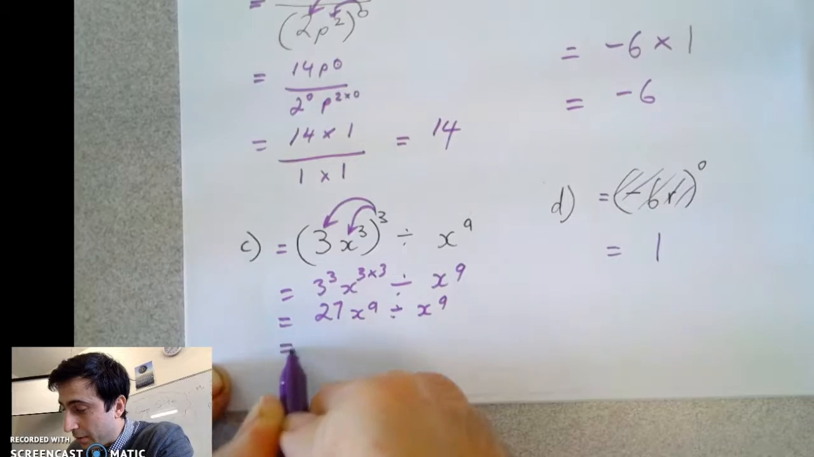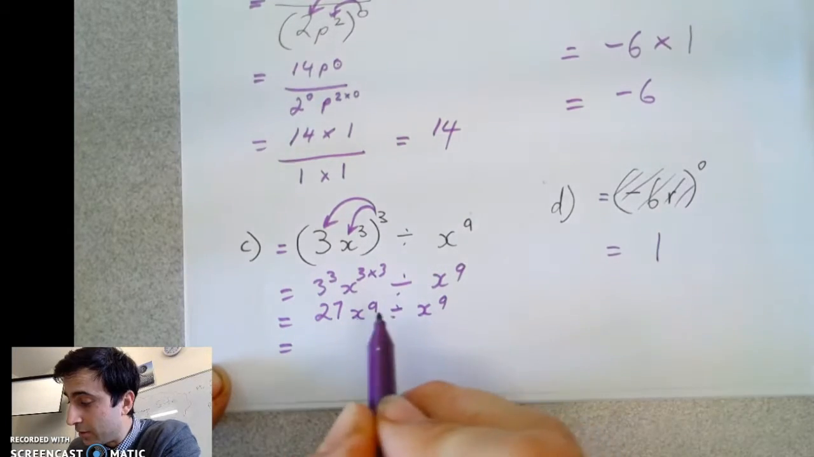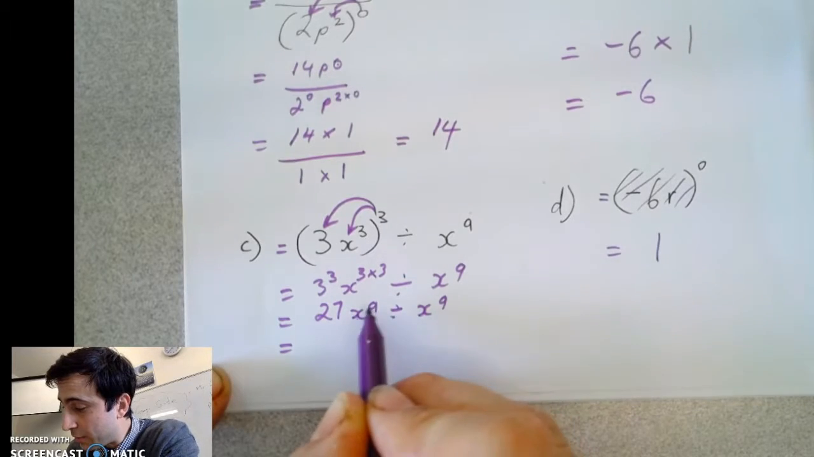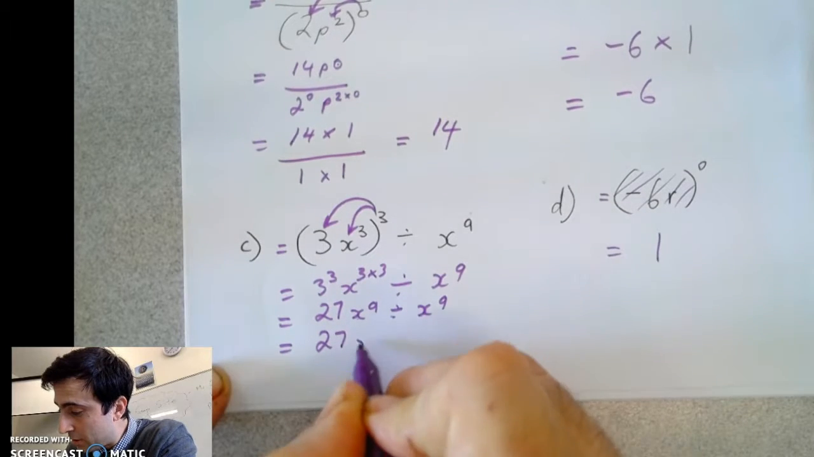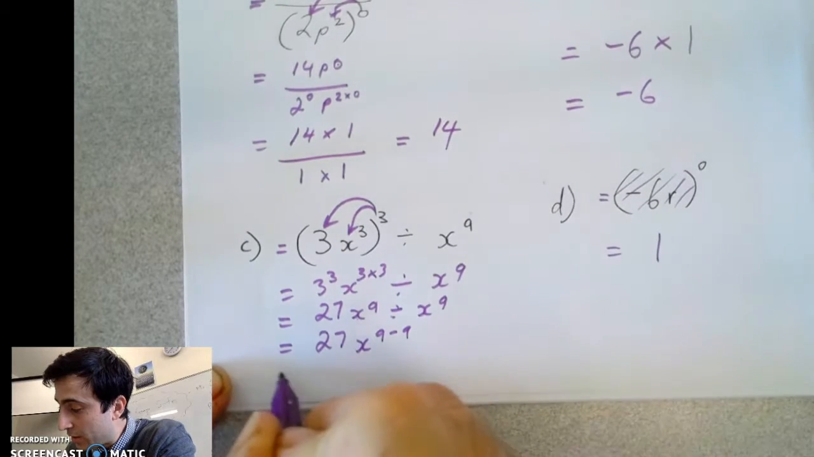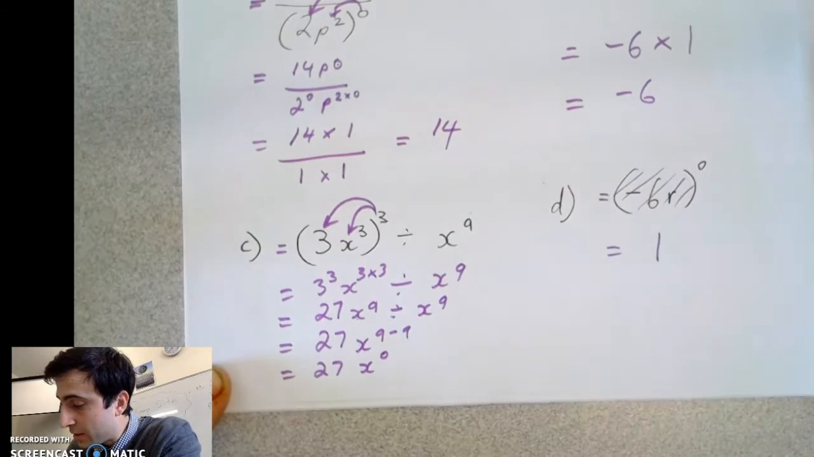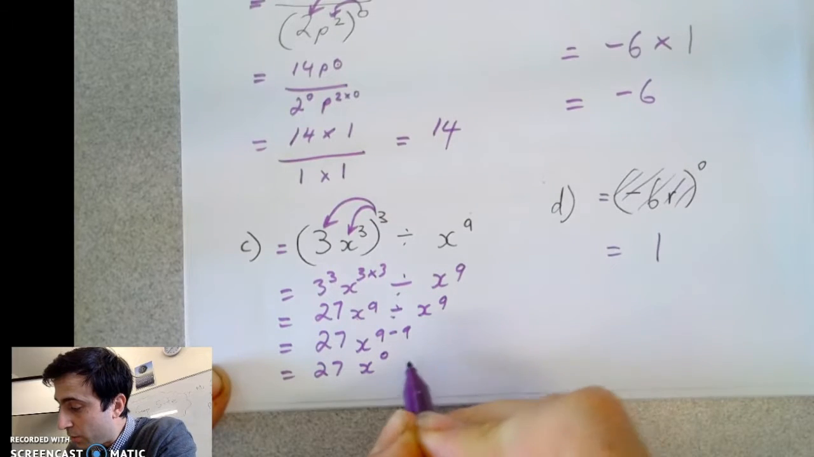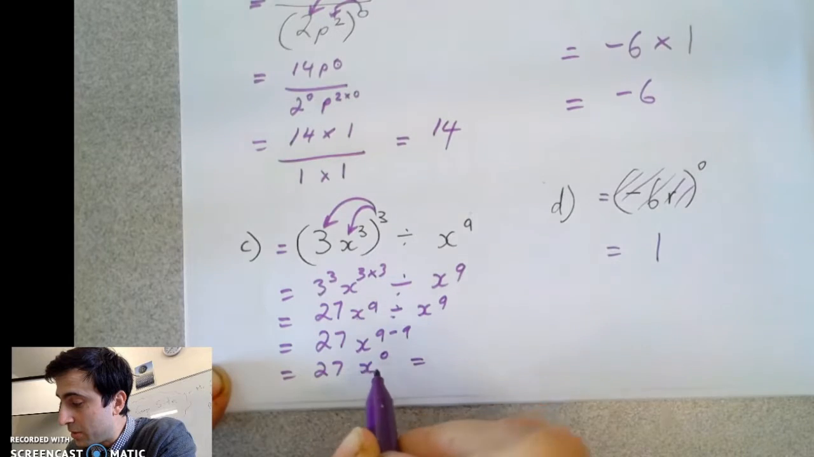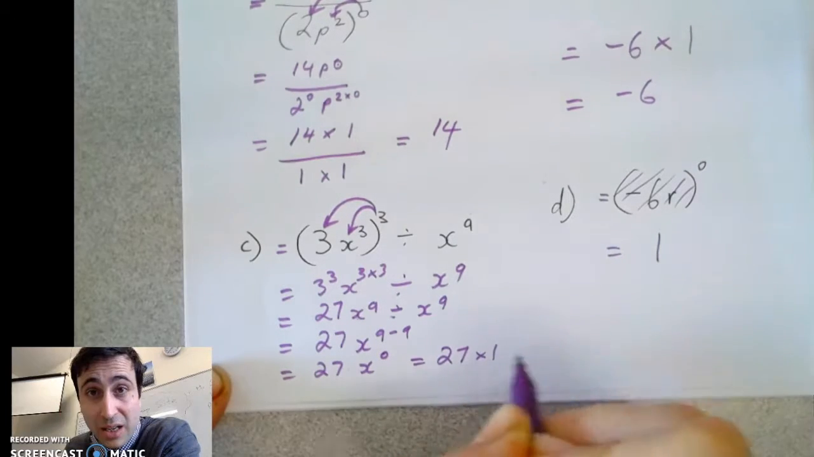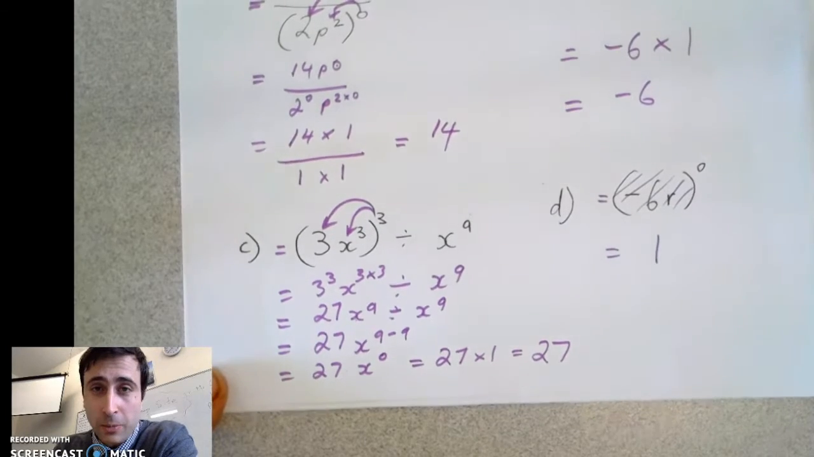Now, here we've got terms that we can subtract. Because they're dividing, we have to subtract the indices. So we end up with 27 x to the power of 9 minus 9, 27 x to the power of 0. And I'm running out of room here. But 27x to the power of 0 is just saying 27 times x to the power of 0, which equals 1. That's 27 times 1, which equals 27. These are pretty easy, but they can get a bit complicated, so I really seriously recommend that you practice them.